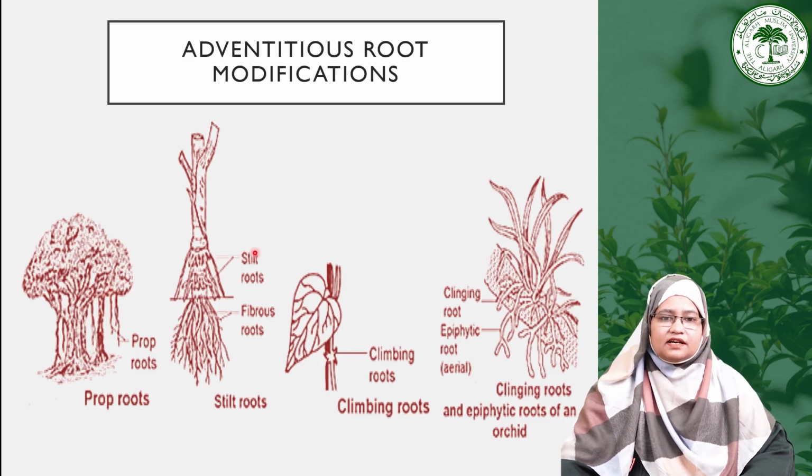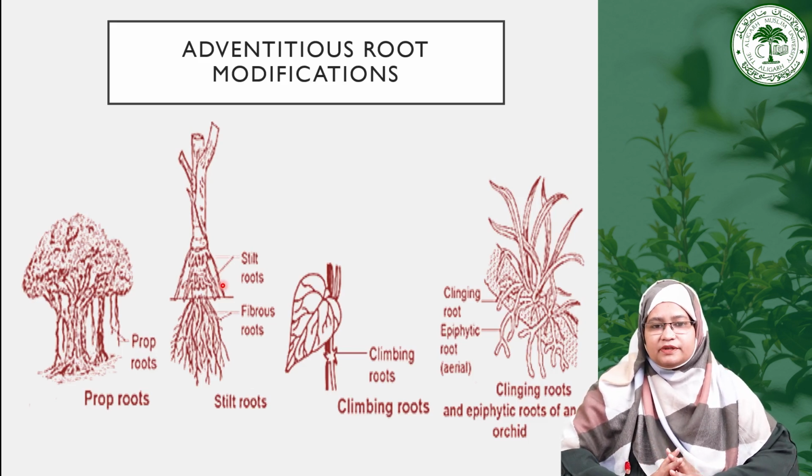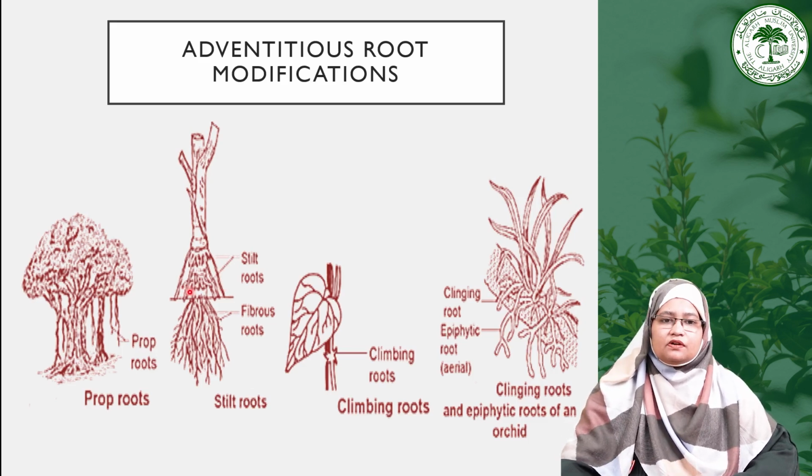Then the next is the stilt root that is present in pandanus or in zea mays. These stilt roots also provide support to the growing trunk. As you can see in maize plants, they have an erect stem, and these stilt roots arise from the nodal region of the lower portion of the stem, and they are providing support for their standing position. So stilt roots provide the support to this erect stem.